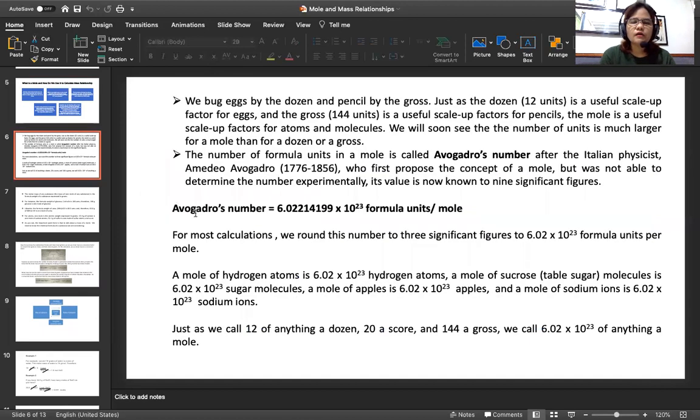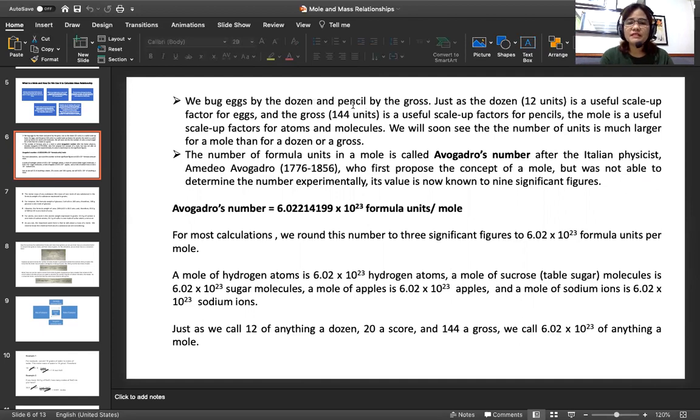Now, take the examples of eggs by the dozen and pencils by the gross. When you are buying items by the dozen, you always say it's a dozen. So it's already identified by the seller that you're going to buy that by the dozen.